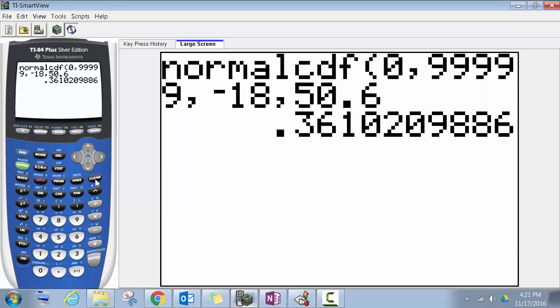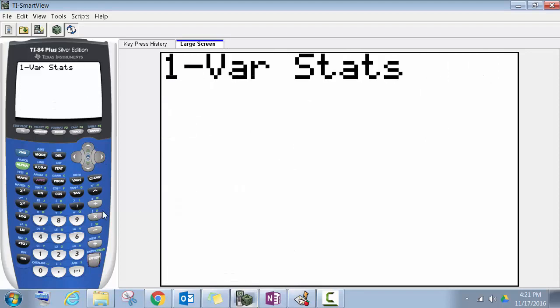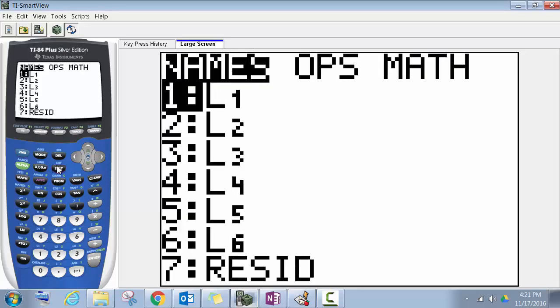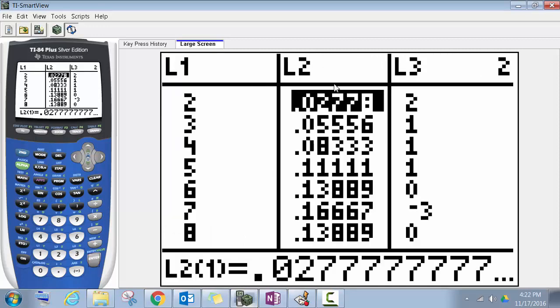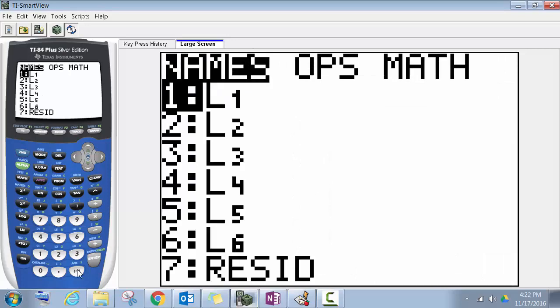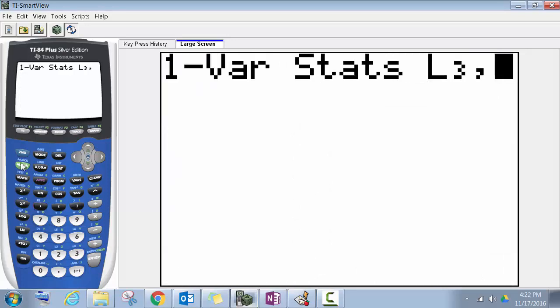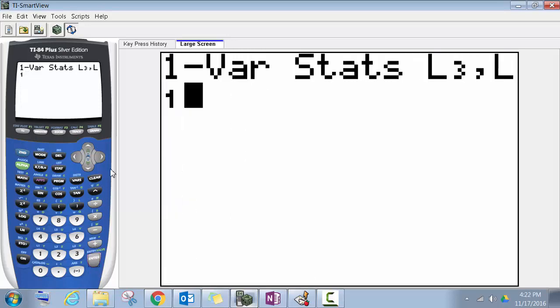So when we do our stats, we do stat, one variable stats. We don't just hit enter though, because that'll just do it for the first column. We want it for, actually I got to remember, L3, then L2, because L3 is our x, then L2 is our probability. We want it in that order. So L3, comma, L1. Oops, no, not L1. I don't think so. Let me double check.